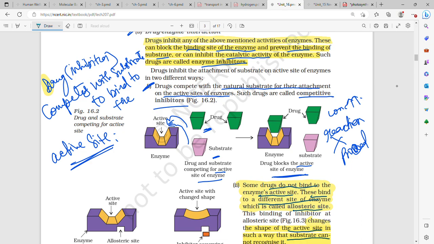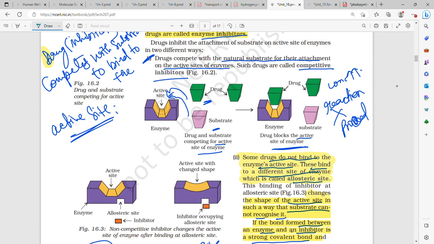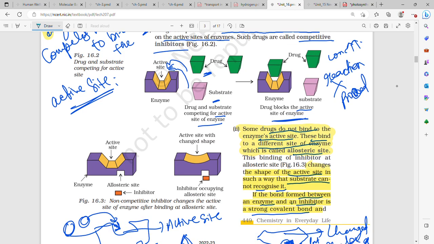So enzyme inhibitors inhibit the action of the substrate in two ways. Firstly, through competitive inhibition, secondly through non-competitive inhibition. Firstly, how do they do it? By competitive inhibition, that is, they compete with the substrate, and the one which is in more concentration or more suitable or has more affinity to bind with the active site of the enzyme, that binds. And if it is a drug inhibitor, then the chemical action has been inhibited. And if it is a substrate, then it is going to proceed. So that's how competitive inhibition takes place.